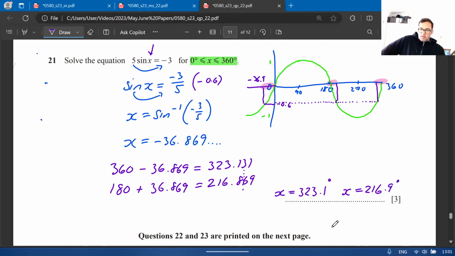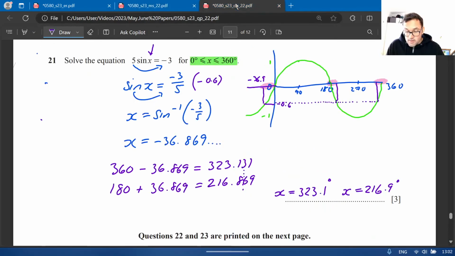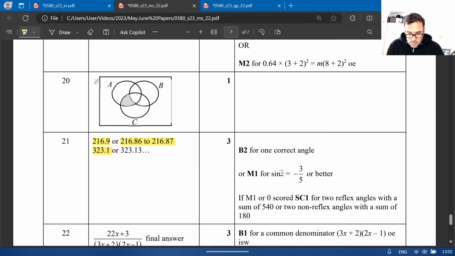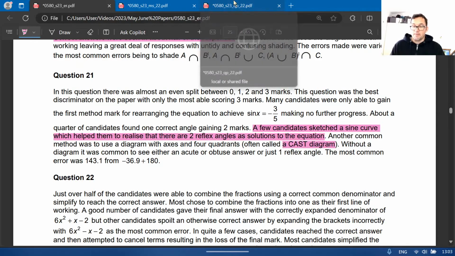They make this harder. Usually on the paper they put x equals, x equals, so you know you need to get 2 answers, but now you just need to know it. Okay, question 21: 216.9 or a more unrounded answer, 323.1. So mine is correct. Yes, 1 mark for just dividing the 5 on the other side. I see it helped to sketch the curve, so people can write that. There's also a CAST diagram, which we can do another day.